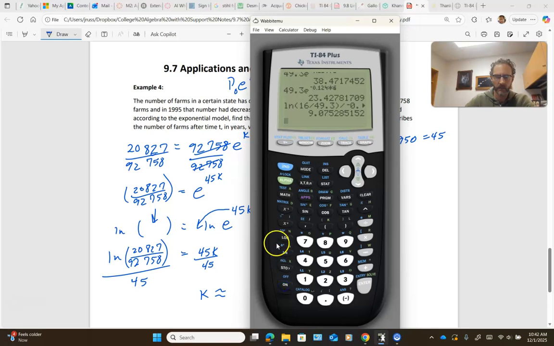And so k will be approximately equal to, and I'll plug all this into my calculator, natural log of 20,827 over 92,758, divided by 45. And just pay attention to your numbers, guys. It's easy to make a mistake or typo or something like that. I could be even working on one as we speak. Alright, but anyway, I come up with this value, okay? I'm going to round it to 4 decimal places again, so this will be negative 0.0332.